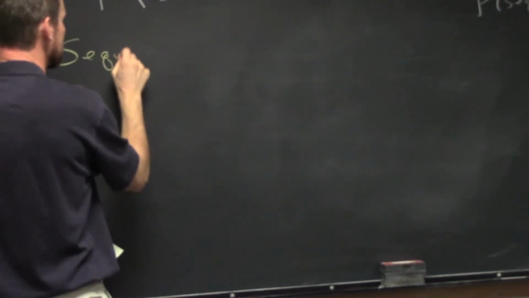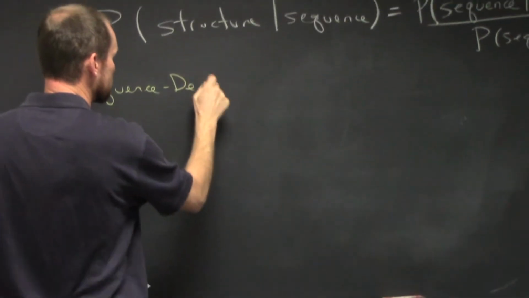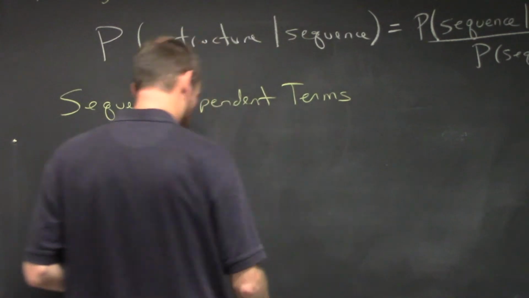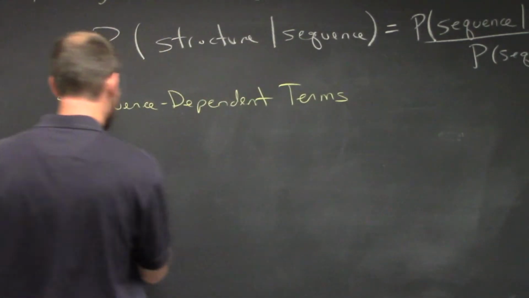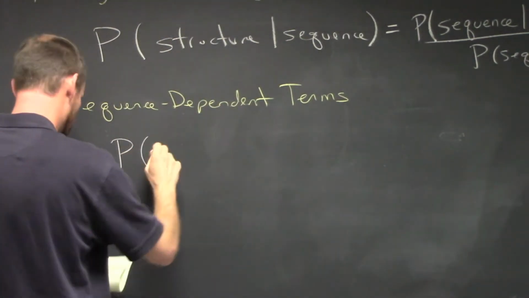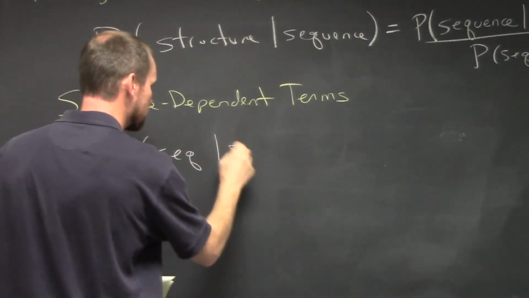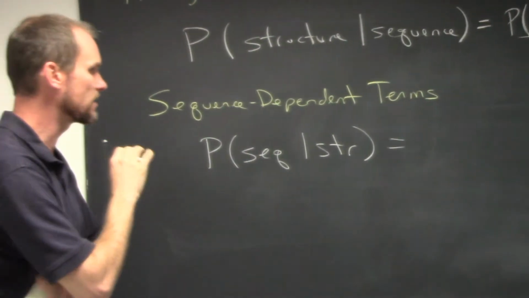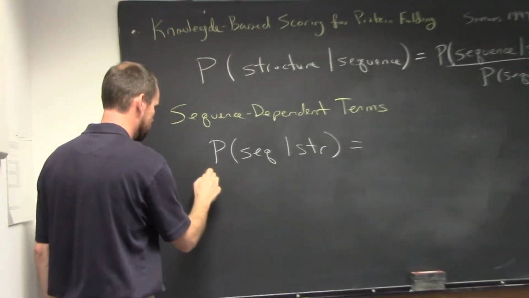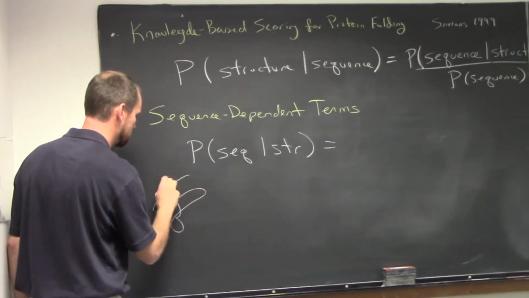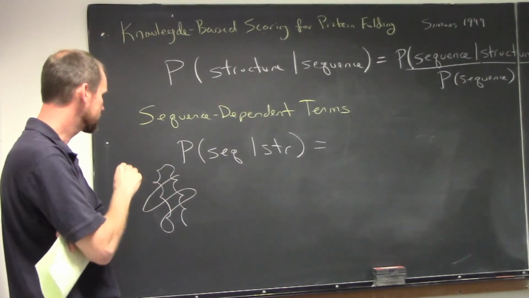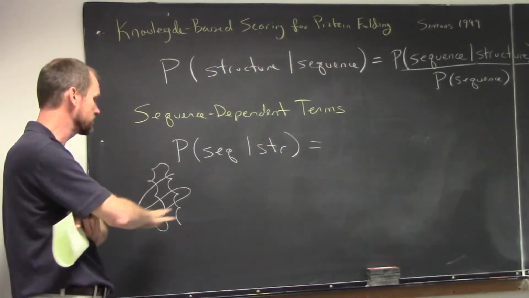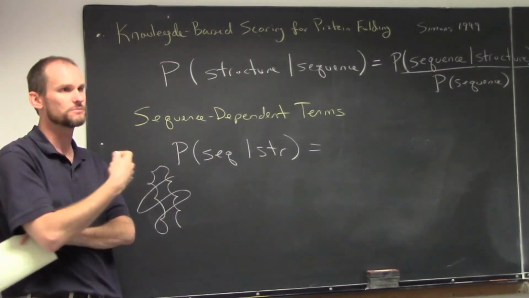The sequence-dependent terms in the scoring function. So we want to know the probability of the sequence given the structure. This means we have a given structure, and it could be something like this. And you might ask, given a sequence, is that sequence going to fit on here? So it's a little bit like the design problem. What's the sequence that fits well on this? But we're going to have the sequence. The sequence is known.